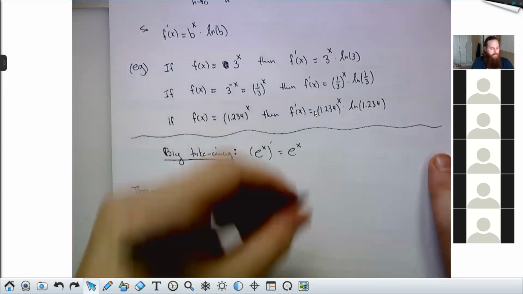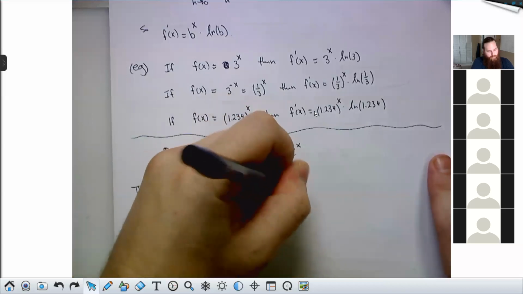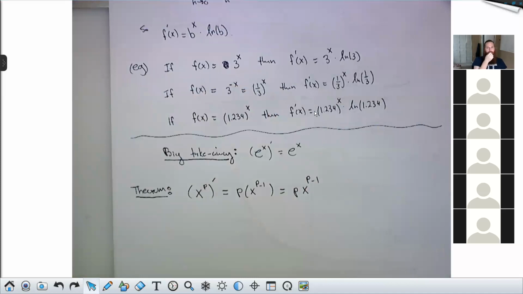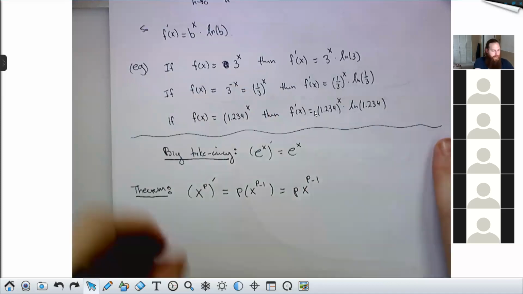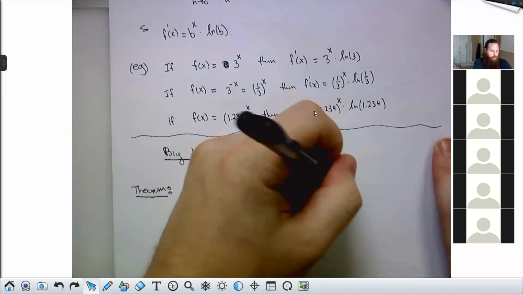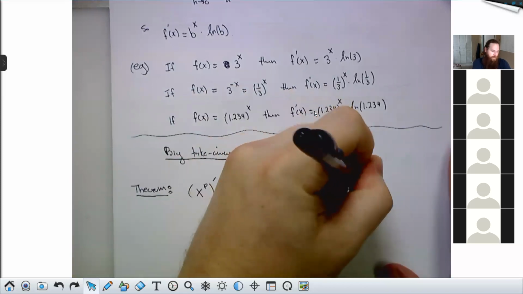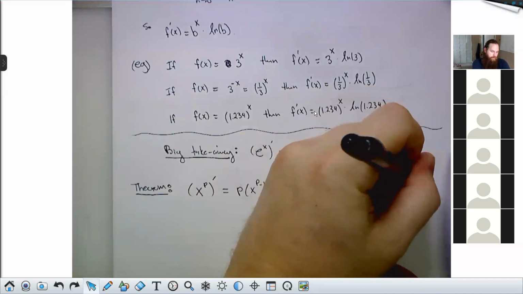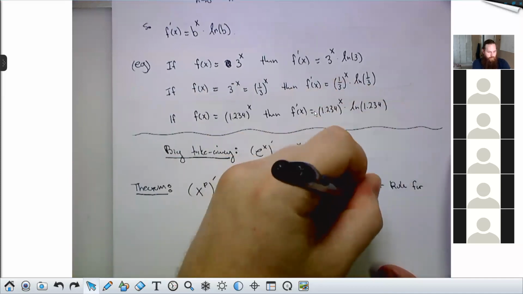You can write it without the parens if you want. It's p times x to the p minus 1. This is called the power rule for derivatives.